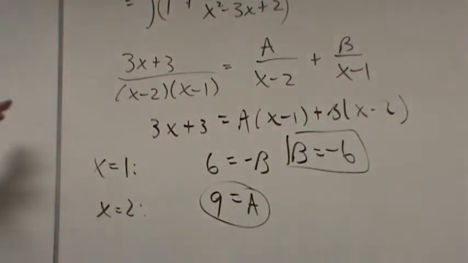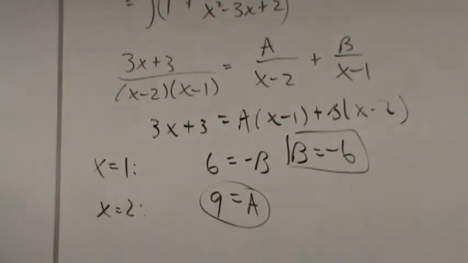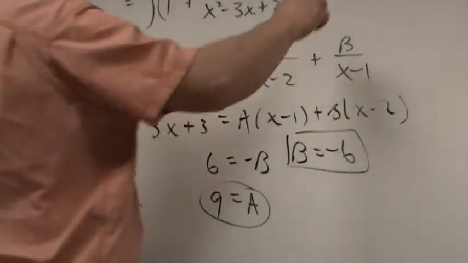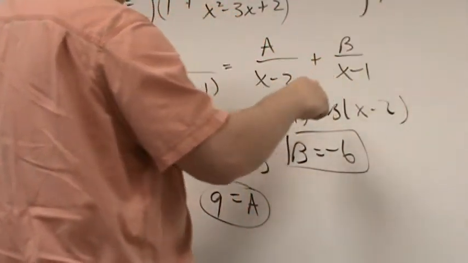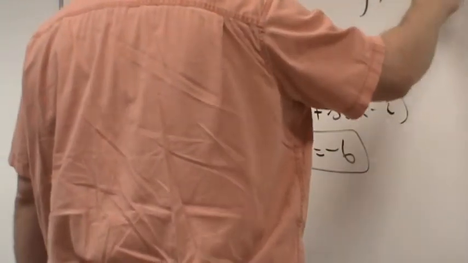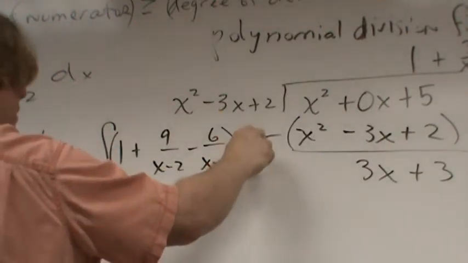I don't know if you remember, when I did this before, I ended up with b equaling negative 6 and a equaling 9. But the difference is I've got that 1 there, where before I didn't. So I was going to get a wrong answer. So this ends up being the integral of 1 plus 9 over (x minus 2) minus 6 over (x minus 1) dx.